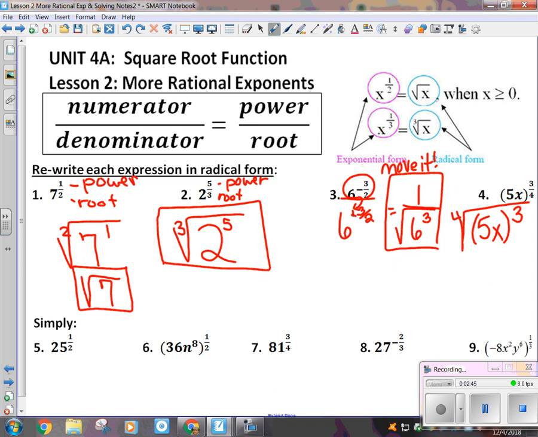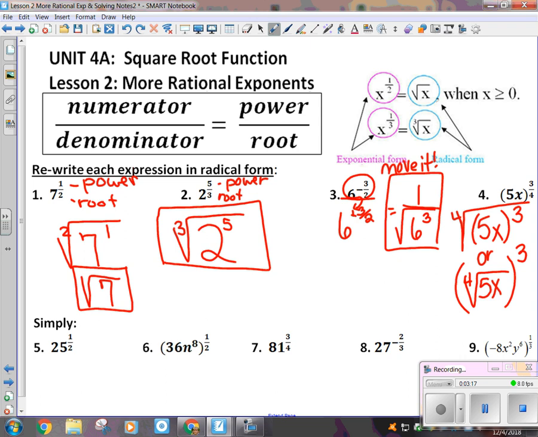Now there is an alternate way of showing your powers. You can take the 4th root of 5x and put parentheses on the outside with a big 3rd around the whole thing. So I can either put my power inside the radical, or I can put my power outside the radical, and it's still just as good. That works either way you want to write it. Power can be on the outside, or power can be on the inside. Everybody okay on 1, 2, 3, 4?